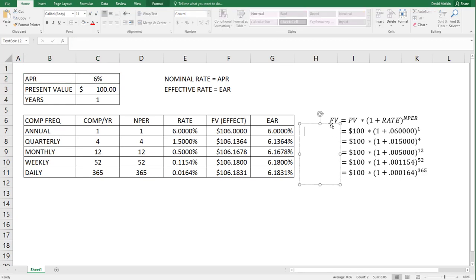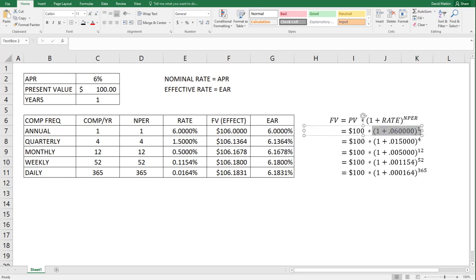Let's look here at this idea of these formulas. So here's this $100 that is being adjusted, right? That's the present value of $100. And here's the 6% rate. Here's the 6% rate divided by 4. Here it is divided by 12. Here it is divided by 52. Here it is divided by 365. And here's the change in the number of periods that rate is applied.